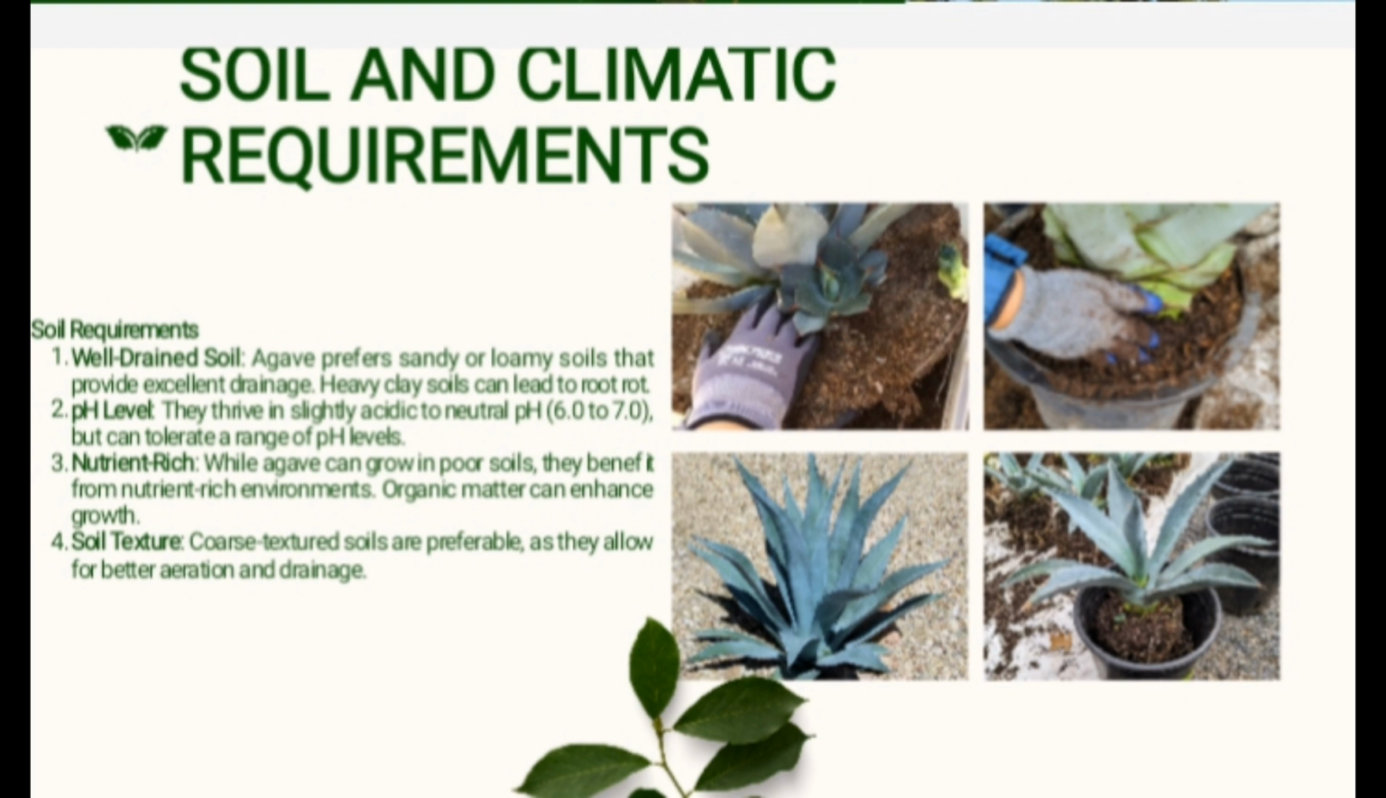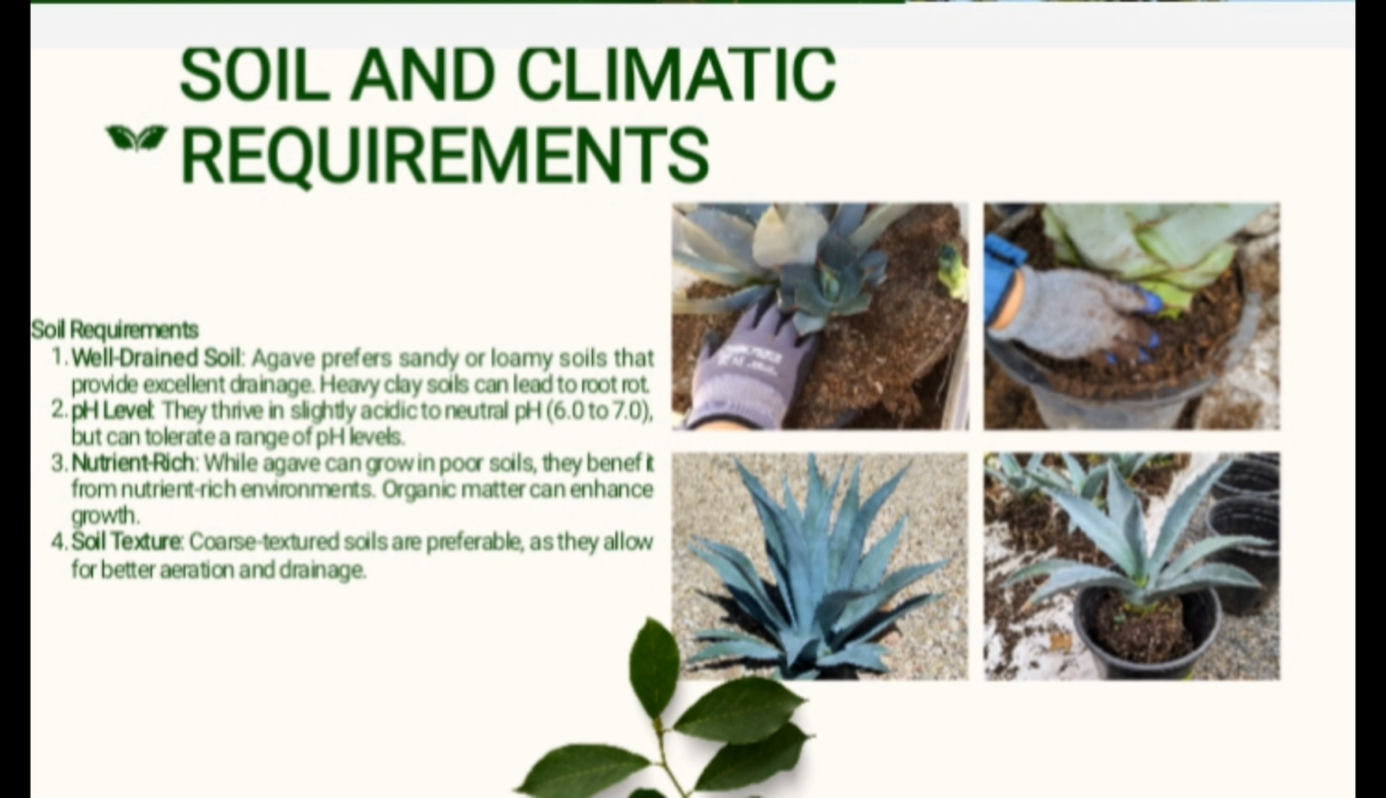For the pH level, agave plants prefer slightly acidic to neutral pH. Third, nutrient rich: the agave plant can still grow in poor soils but can benefit from a nutrient-rich environment. For soil texture, agave plants prefer coarse-textured soils for better aeration and drainage.